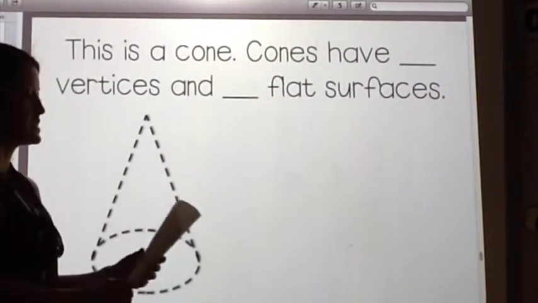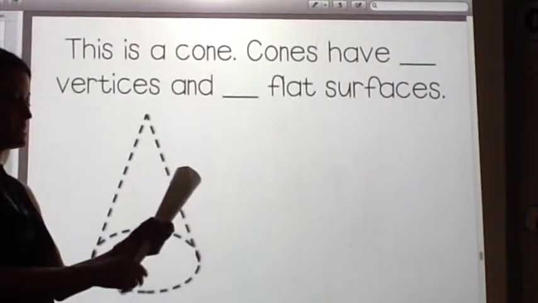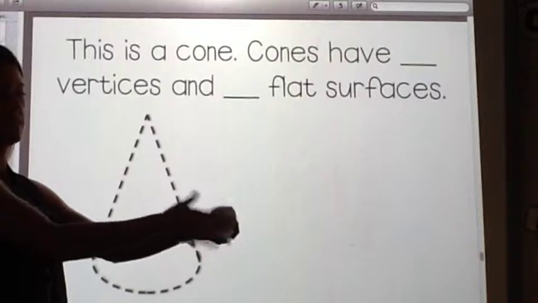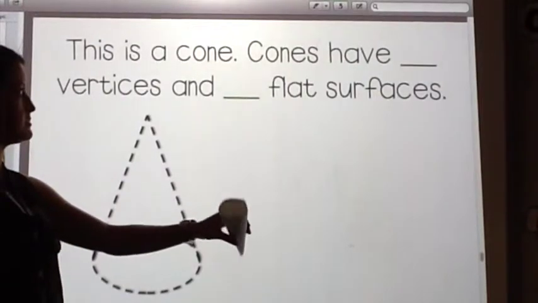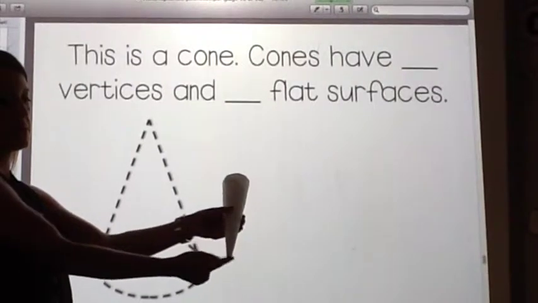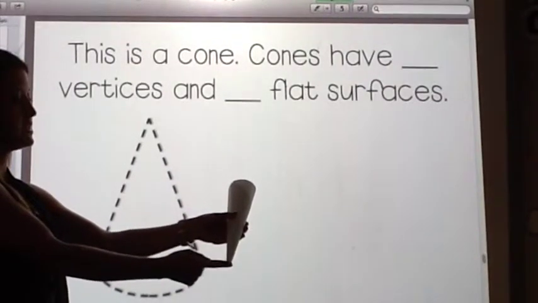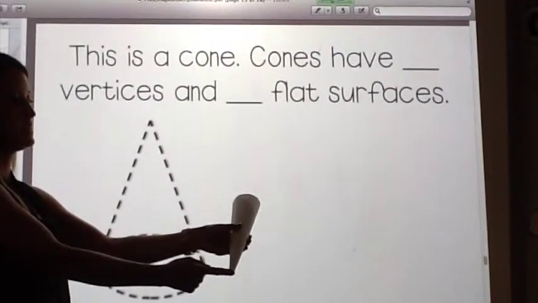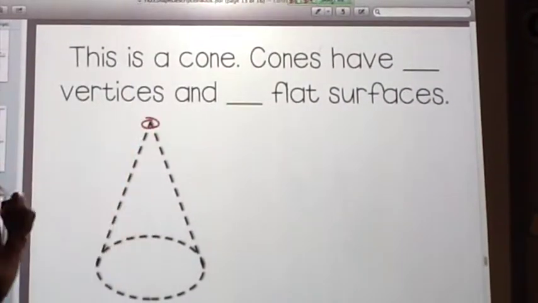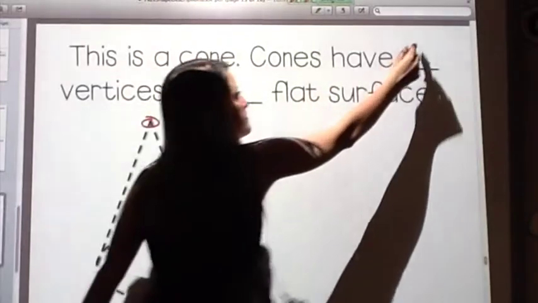Now, let's count our vertices first. Remember, vertices are our points. So, does this shape have any points on it? I don't see one at the flat or the top here, but if you go down to the bottom where all those sides meet down here at the point, this is going to be our one vertice that a cone has. So just like you see up here, we have one vertice.